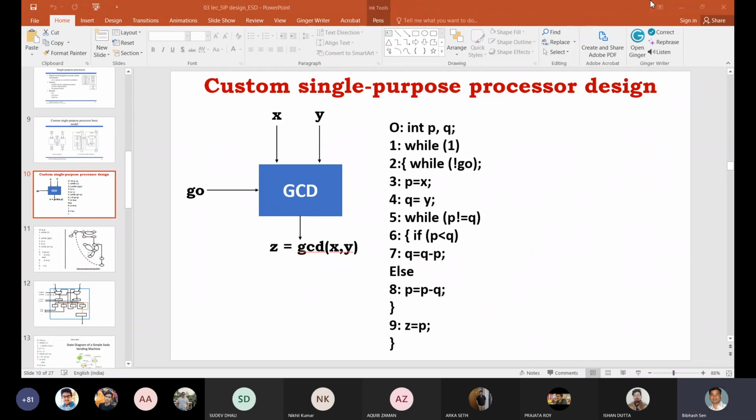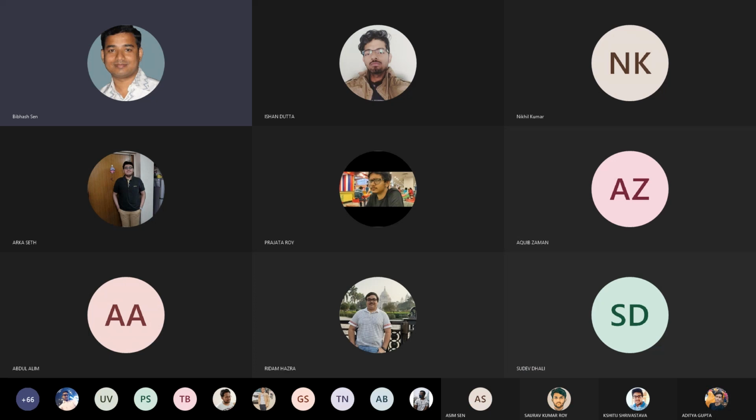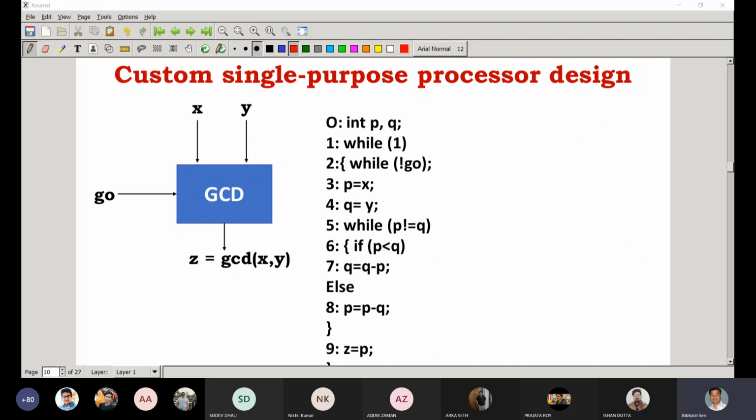Is the algorithm I have written clear to you or not? Suppose here I have written integer p and q. Now you check the two variables p and q.